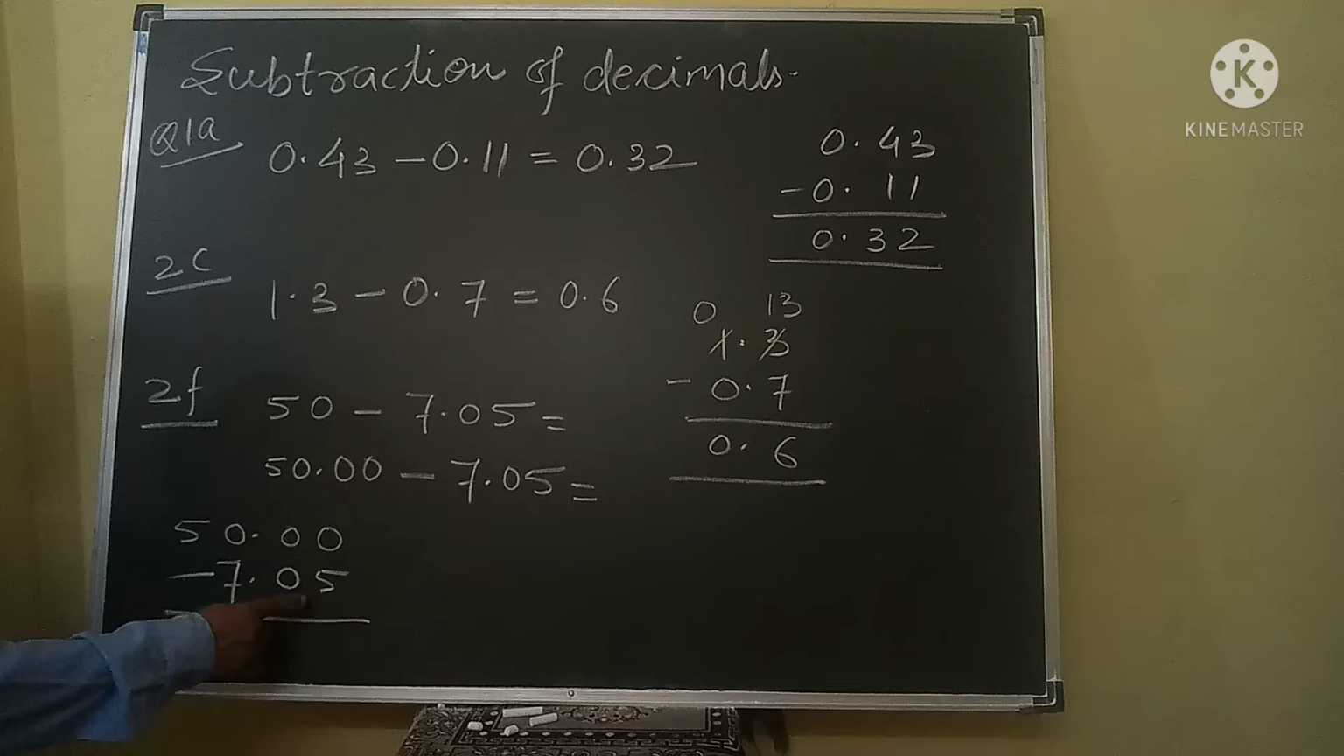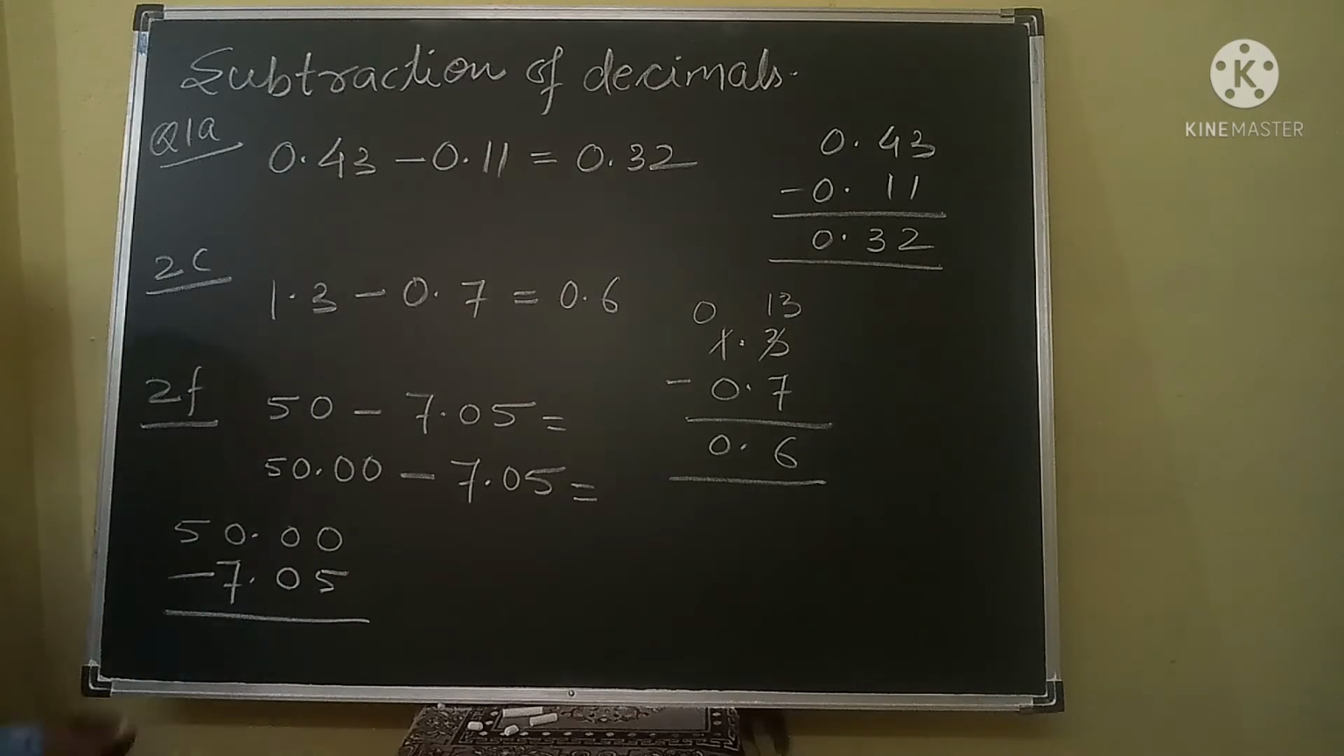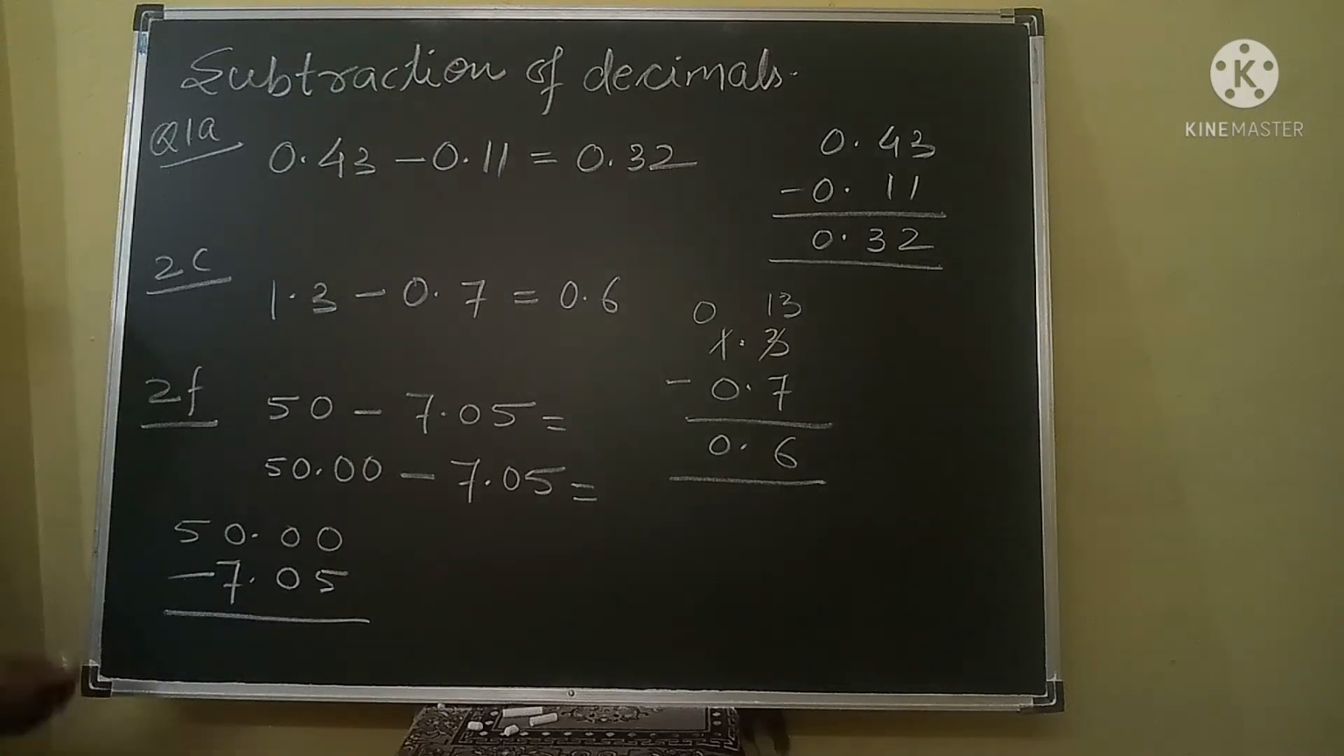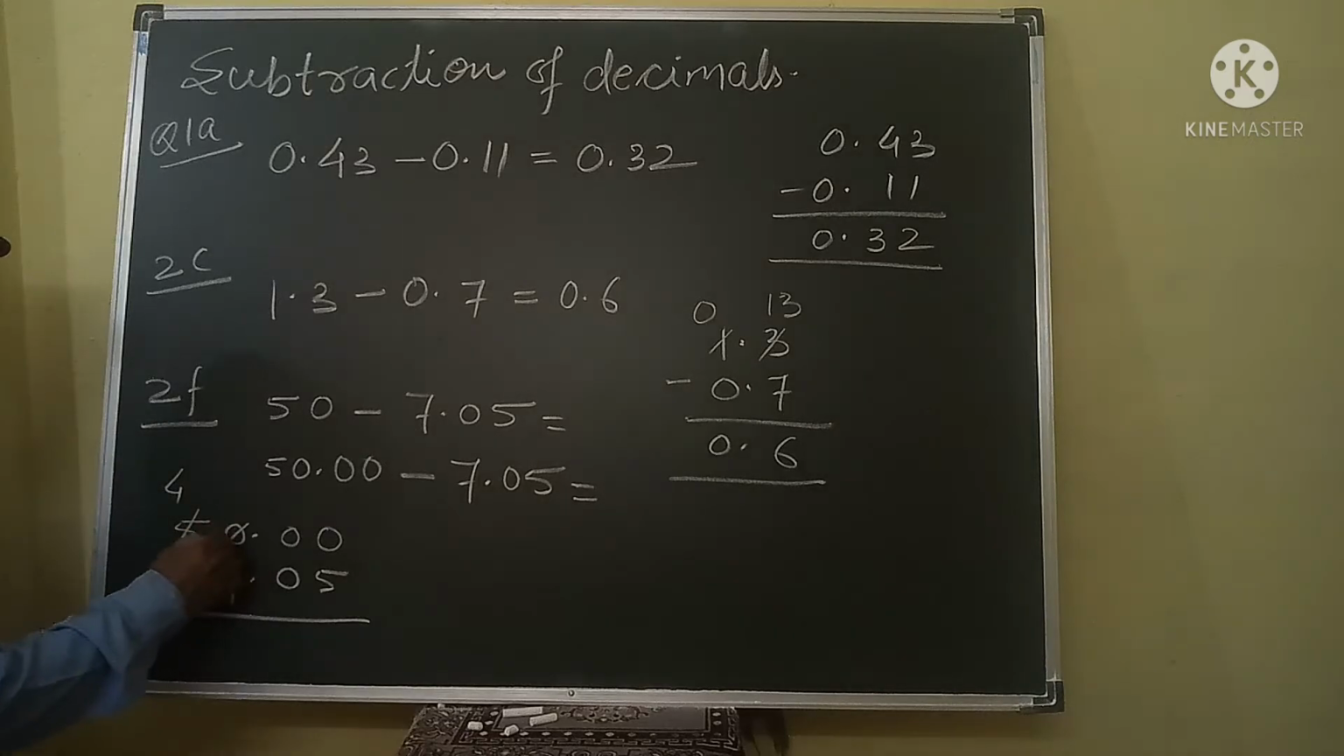Now look here, this is 5 and this is 0. We cannot subtract 5 from 0. So what we will do? We take one number borrow from the next number, but the next number is 0. So what we will do? We take one number borrow from 5. So 5 will be converted to 4 and this 0 converted to 10.